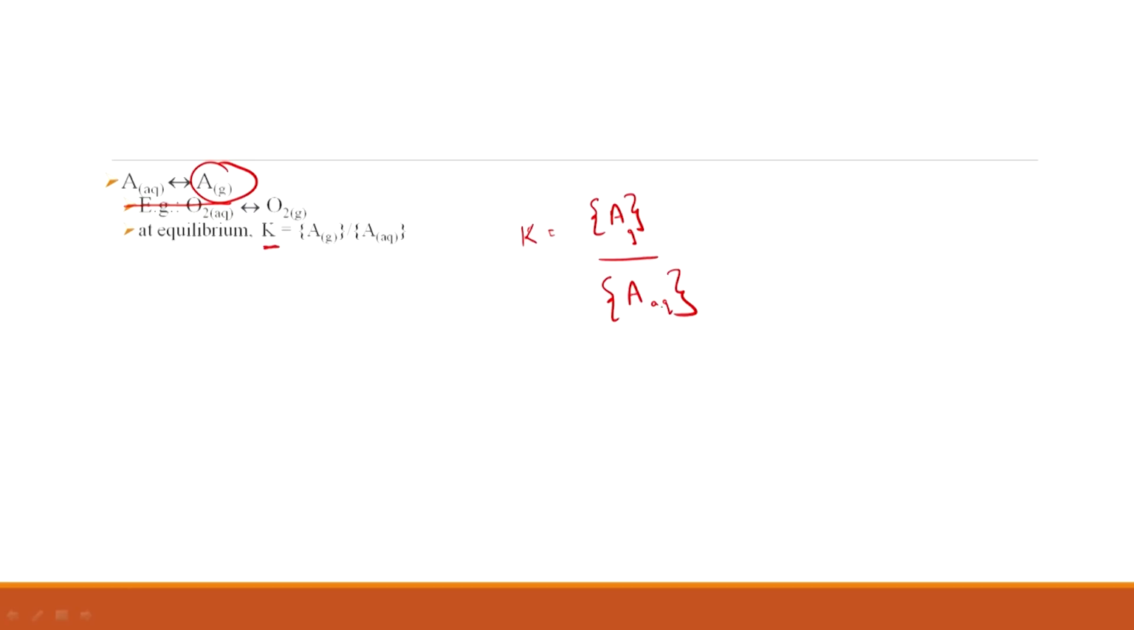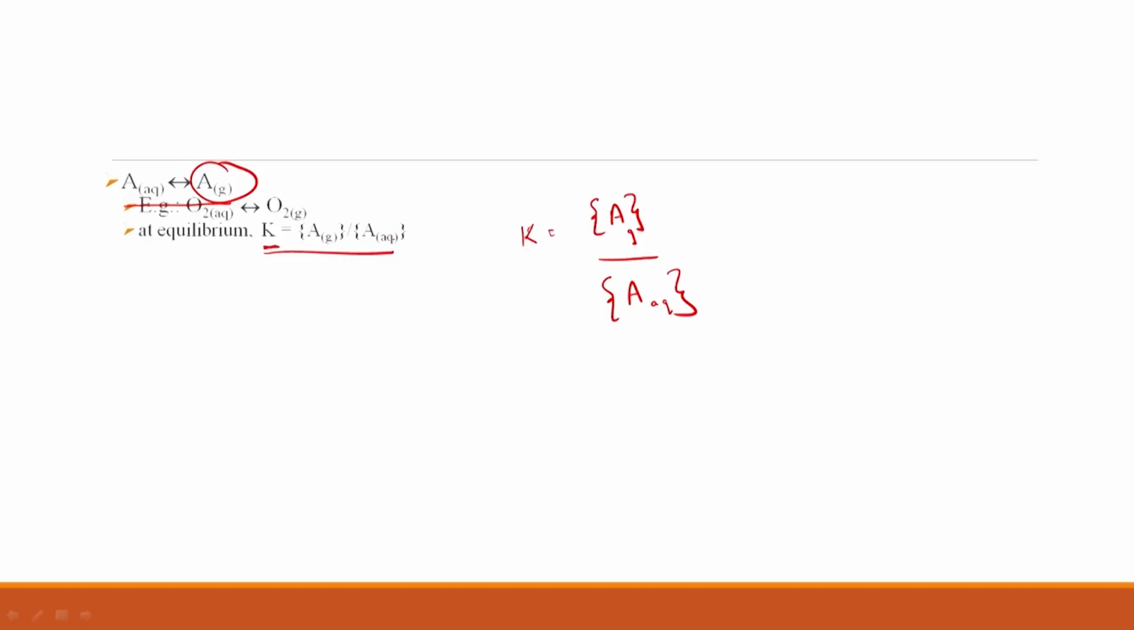Where does that come from? Let us say you have a reversible reaction, and one example is with respect to oxygen. At equilibrium, you are going to have the equilibrium constant: the activity of the compound in the gaseous phase, the product, divided by the activity of the reactant, which is in the aqueous phase. That is where we get this equilibrium constant from.